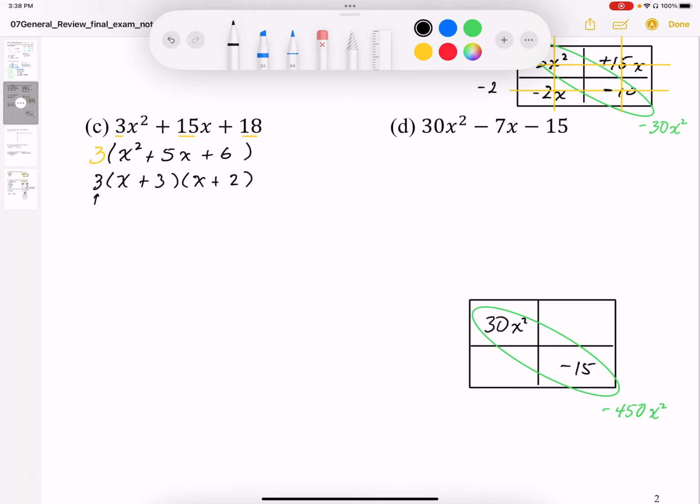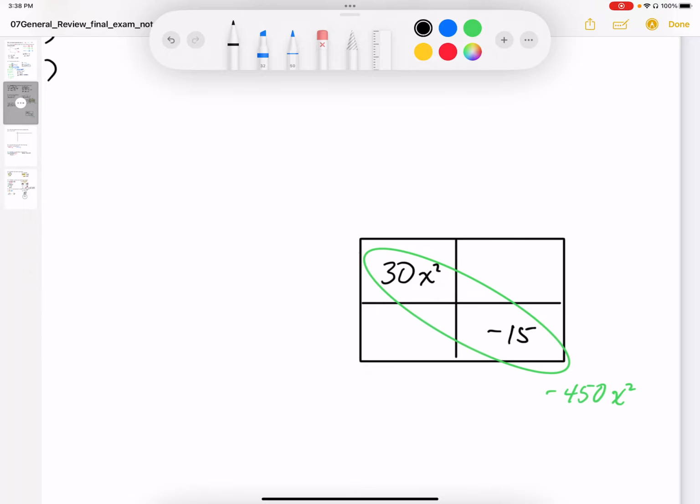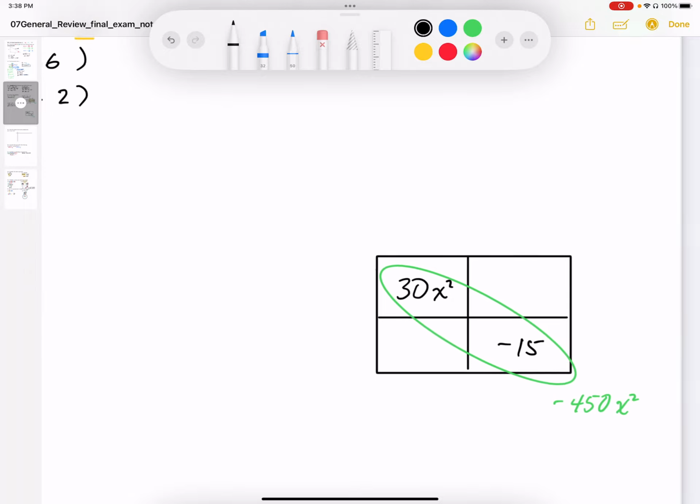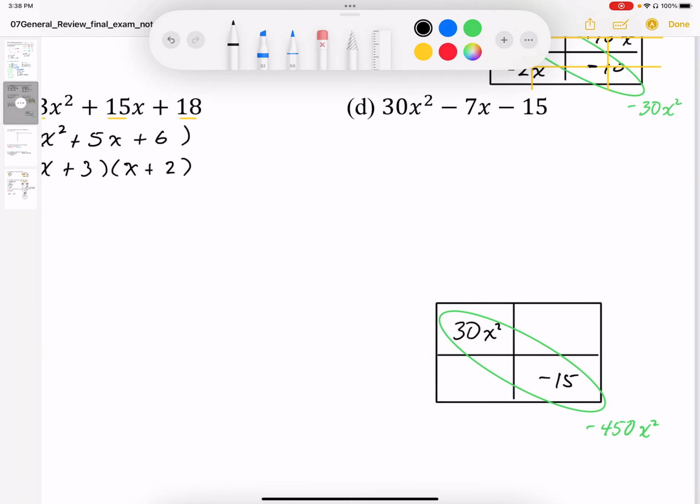For D, this one here, we look again for greatest common factor. In this case, there's no greatest common factor. So we have to multiply the first and last, which I've done down here. And we get 30 times negative 15, which is negative 450. Okay, so this one here is more challenging because there's lots of different numbers that multiply to 450. But we're looking for ones that have a difference of 7. Okay, so they have to be relatively close together.